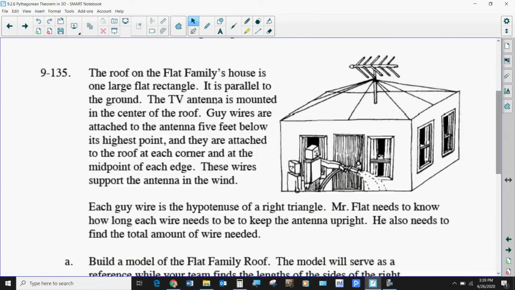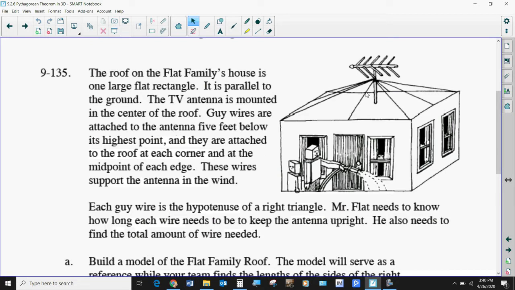Okay, so here's the situation. The roof of the Flat family's house is one large flat rectangle. It is parallel to the ground. The TV antenna is mounted in the center of the roof. Isn't that quaint? They don't have cable, they don't have satellite, they're still using TV antennas. Let's go back in time 30 years.